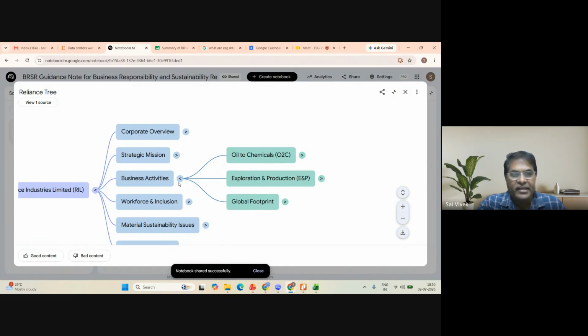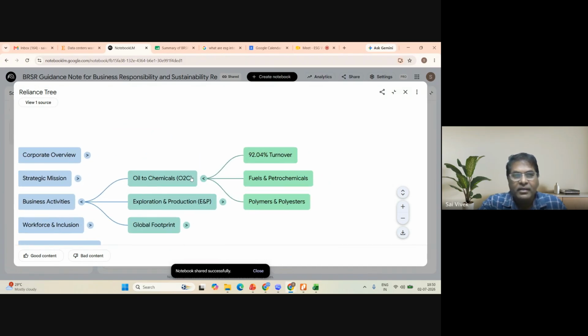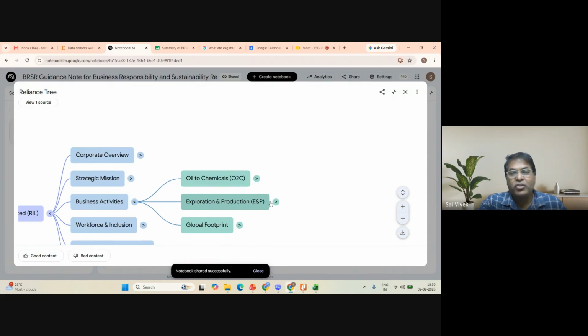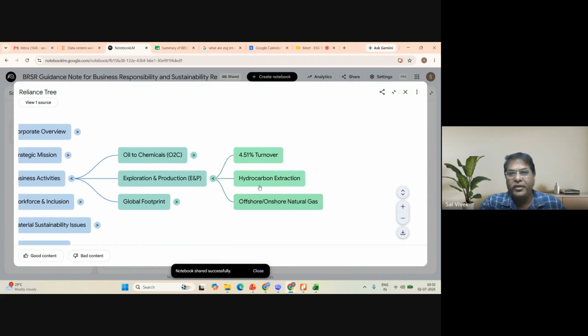The various business activities here are oil to chemicals. We have seen that this is about 92%, and exploration and production, this was about 3%. The global footprint was there. See the oil and oil to chemicals. It was 92.04% turnover. And this also consists of fuels and petrochemicals, polymers and polyesters. Exploration and production, we got 4.51% turnover.